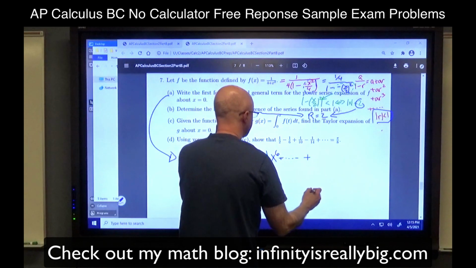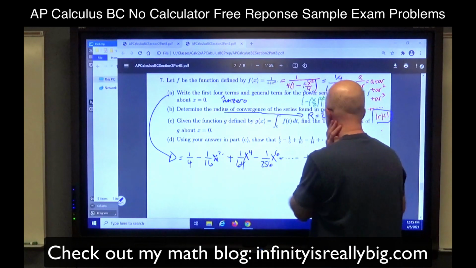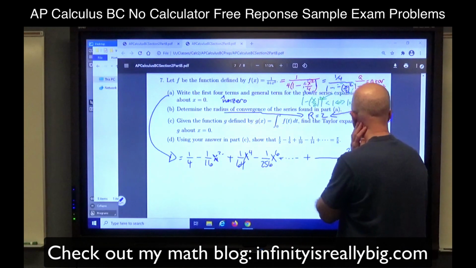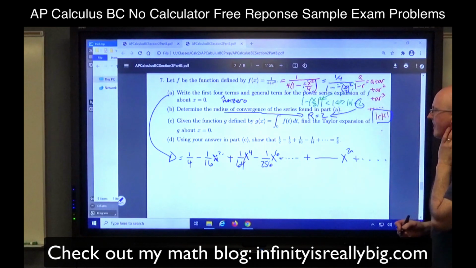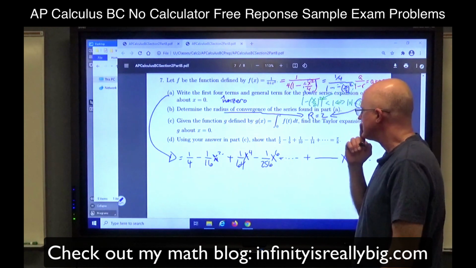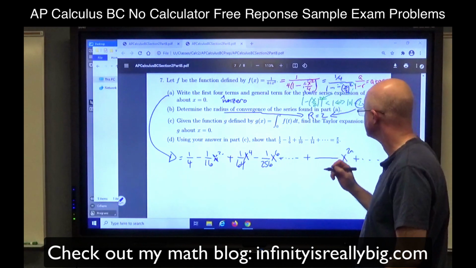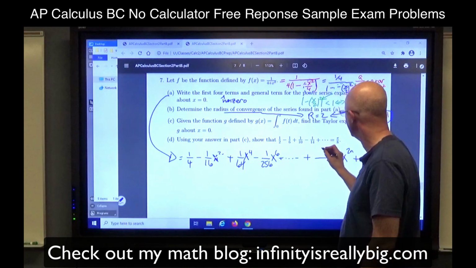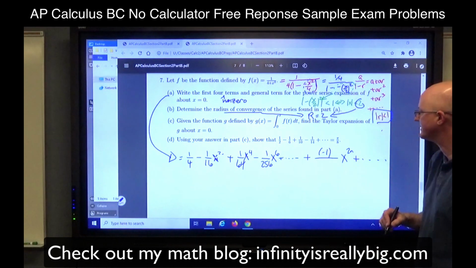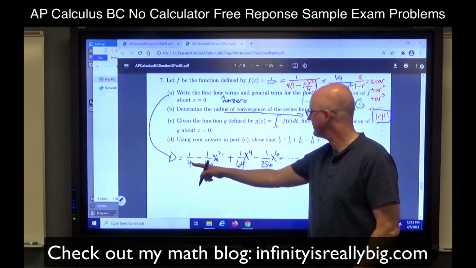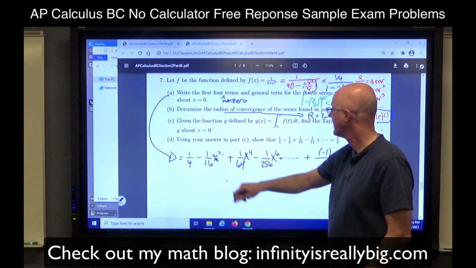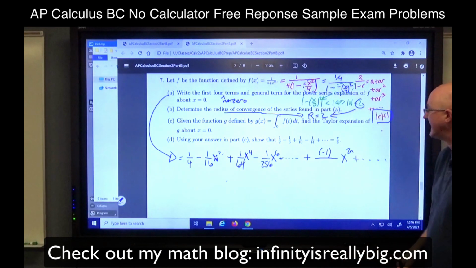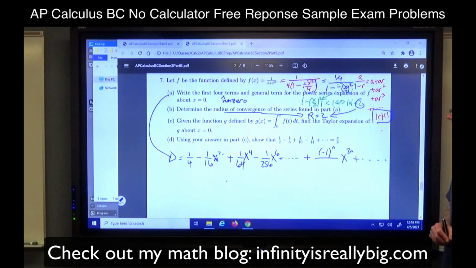The general term, if we think of the x power as being 2n, we kept multiplying by a 4th, and we also have a -1 to a certain power here because the signs alternate. When n is 0, it's a positive. When n is 1, think of 2 as 2 times 1. It's negative. When n is 2, think of 4 as 2 times 2, it's positive. So positive when n is even, negative when n is odd, and nth power will do there.